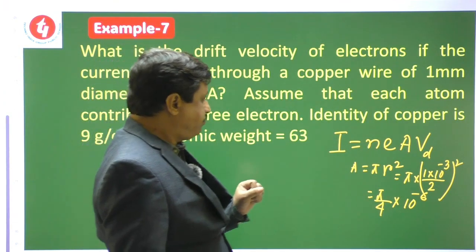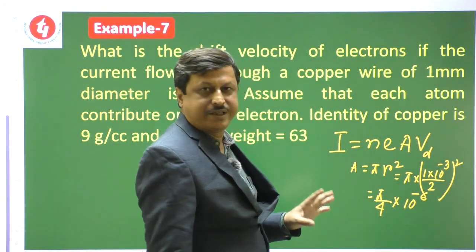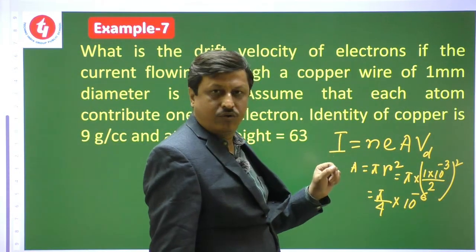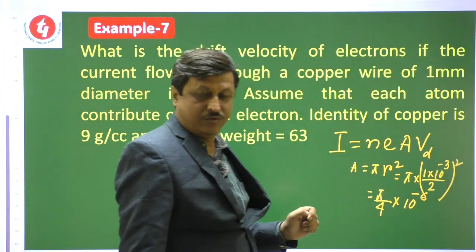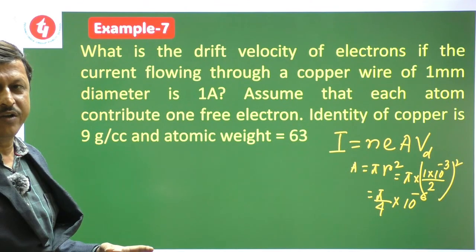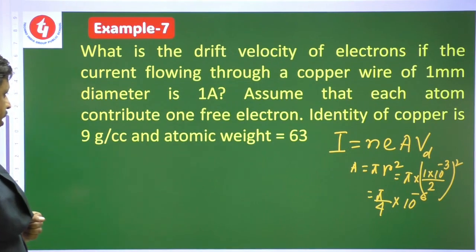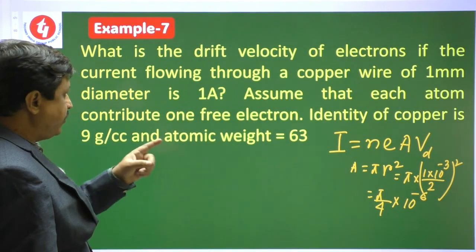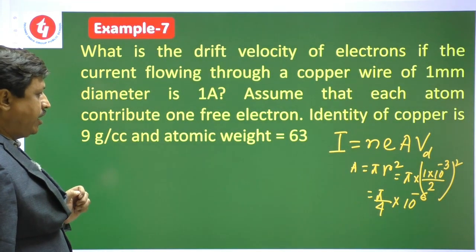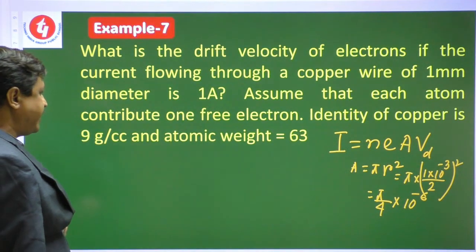And the value of e is known, that is 1.6 into 10 to the minus 19. You have to find drift velocity, so you need the value of n, which is not given. n is the number of free electrons per unit volume, or electron density. Here, assume that each atom contributes one free electron, and the density of copper is given as 9 gram per cc.